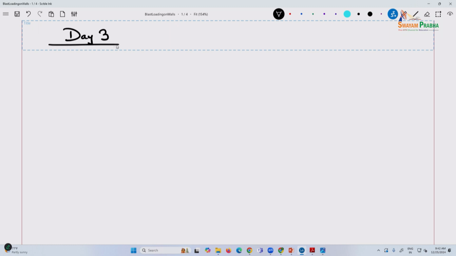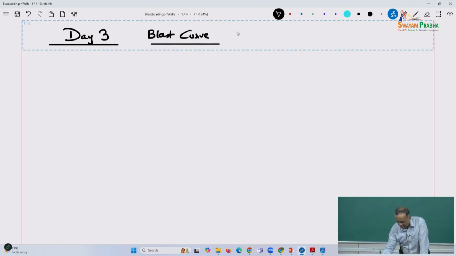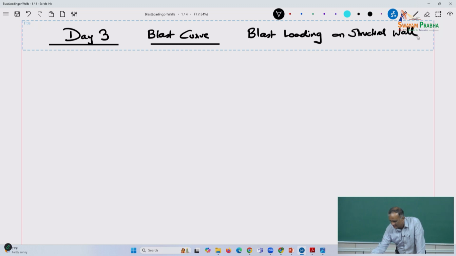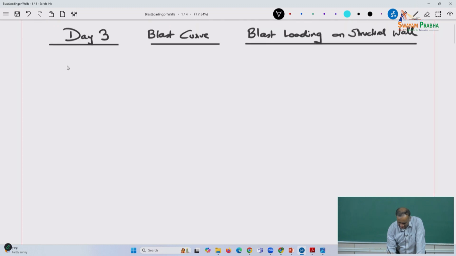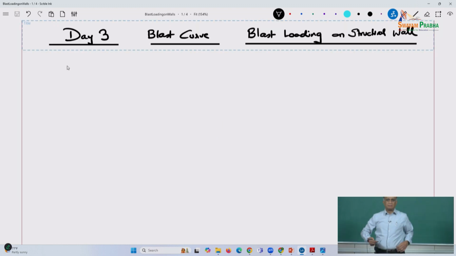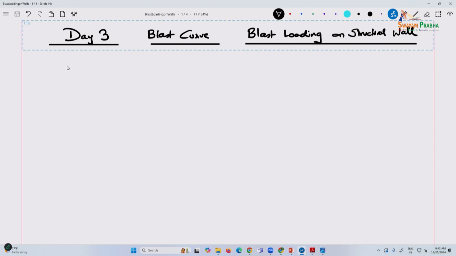So, welcome to day 3, and today we'll look at the blast curve and basically some details on how to consider for design purposes on any structure. I call it structural, but you can apply it to any other structure as well, not necessarily structural. Any questions before we get started? No? Okay.